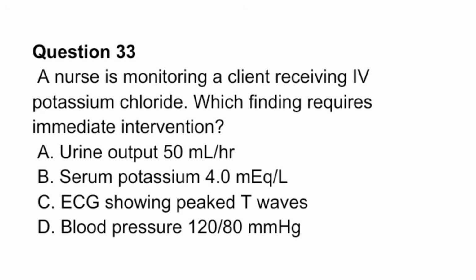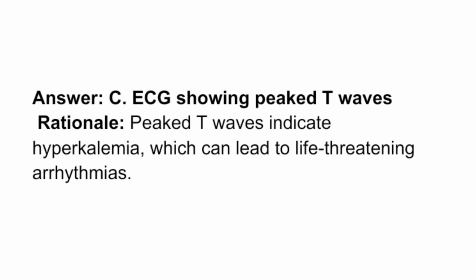Question 33. A nurse is monitoring a client receiving potassium chloride. Which finding requires immediate intervention? A. Urine output 50 milliliters per hour. B. Serum potassium 4.0 milliequivalents per liter. C. ECG showing peaked T waves. D. Blood pressure 120/80 mmHg. Answer: C. ECG showing peaked T waves. Rationale: peaked T waves indicate hyperkalemia, which can lead to life-threatening arrhythmias.